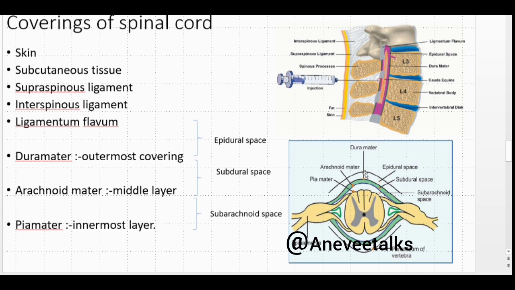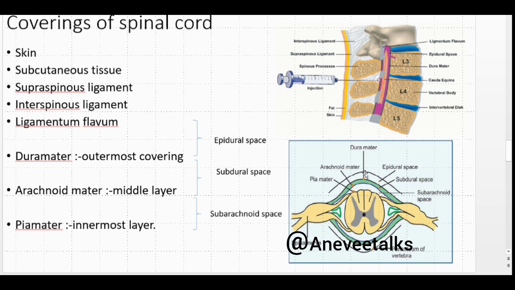We have the dura mater, the covering of the spinal cord. Between the ligamentum flavum and the dura mater, we have the epidural space. This is the space where we will give epidural anesthesia.